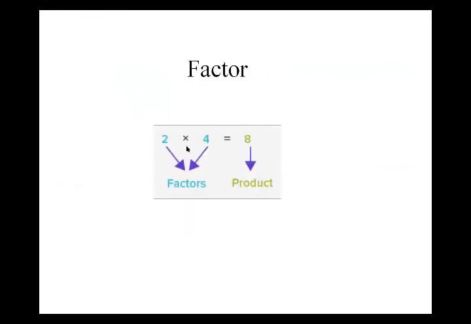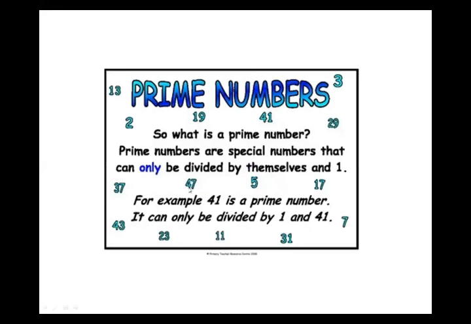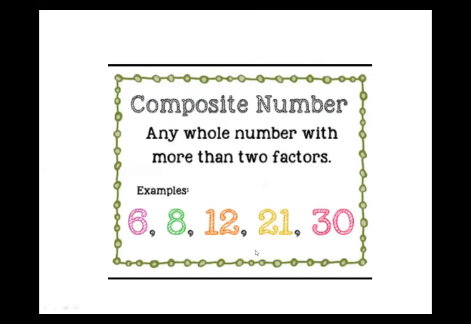Here's the factor. 2 and 4 are the factors of 8, or 8 is a product of 2 into 4. Prime numbers: the numbers which have only two divisors, one and themselves, are called prime numbers. Composite numbers: the numbers which have more than two divisors. Here you see that the numbers 8, 12, 6, 21, 30 all have more than 2 divisors. That's why we call these numbers composite numbers.